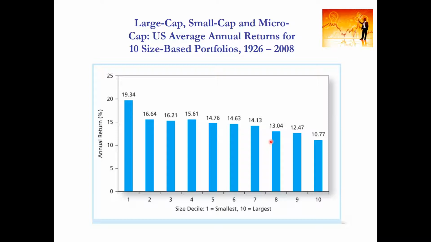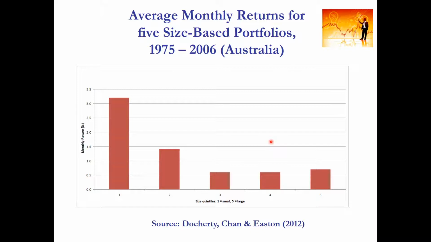So what happens when we look at Australia? Here we have our size-based portfolios across the period 1975 to 2006. Once again, we see the same phenomena. Average monthly return of the smallest quintile stocks is very high, and average monthly return of the largest capitalization portfolio is pretty much low.